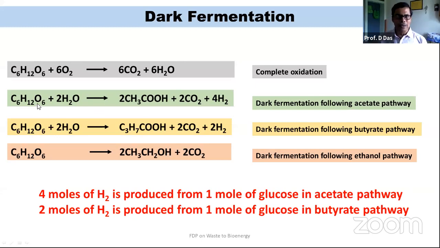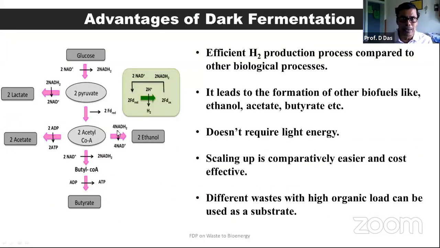Now come back to this dark fermentation process. It follows two types of pathway. One is called the acetic acid pathway, and another is the butyric acid pathway. If it follows the acetic acid pathway, it produces 4 moles of hydrogen. If it follows the butyric acid pathway, it produces 2 moles of hydrogen. But if it produces only ethanol, it doesn't produce any hydrogen, and not only that, it consumes a lot of NADH because 4 NADH are utilized to produce 4 NAD+.